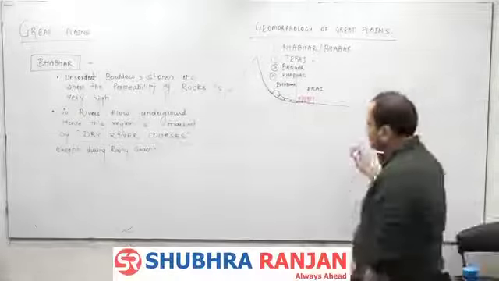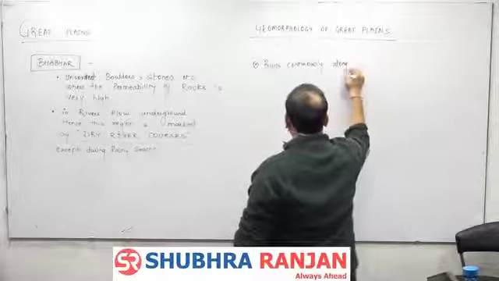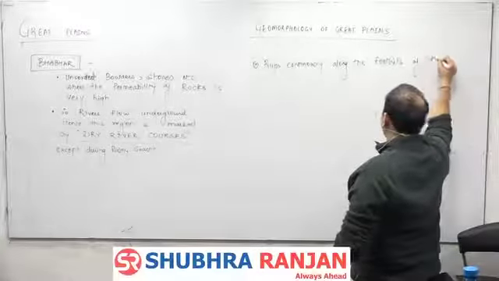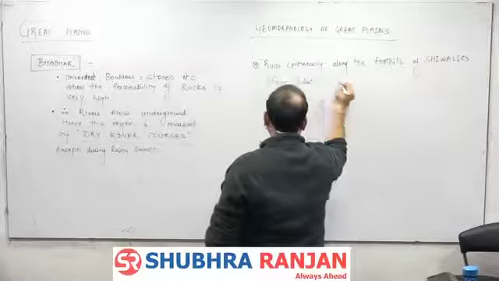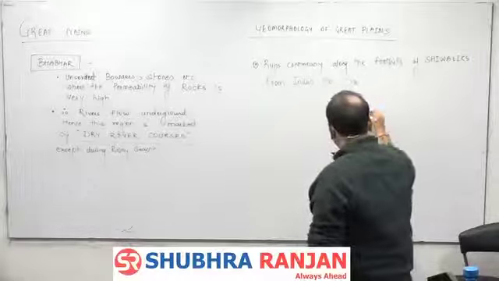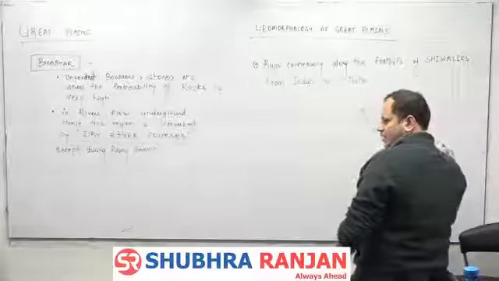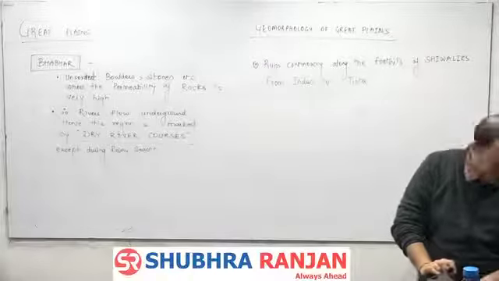उसके बाद, the area runs continuously along the foothills of Shivaliks from Indus to Tista. Means if this is the Shivalik mountains, this is the Bhabar belt. It will run continuously from Indus to Tista. Tista के बाद क्यों नहीं है? North East India में rainfall is high. Therefore, the Bhabar belt is not present.